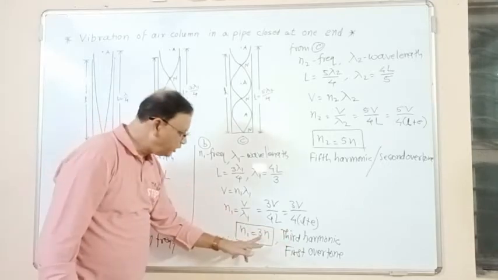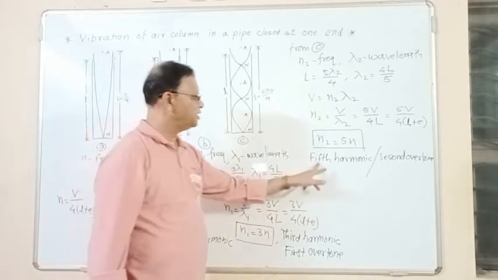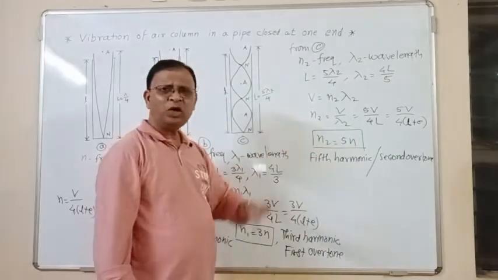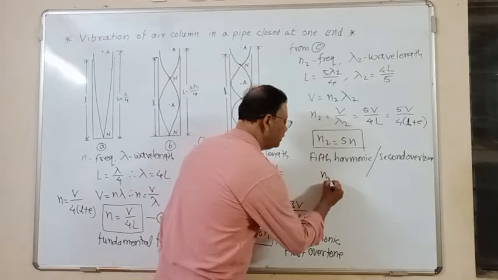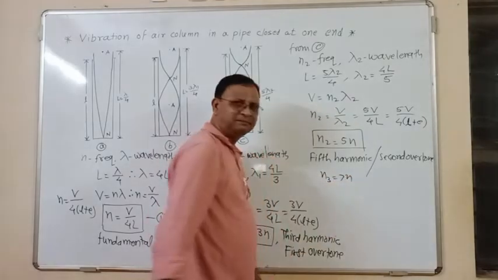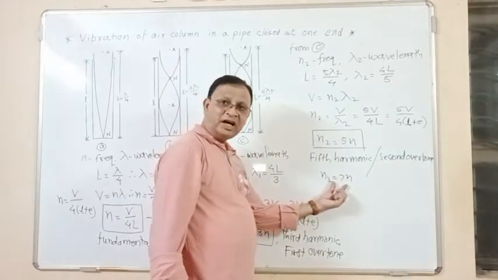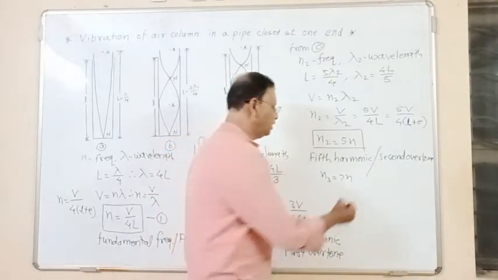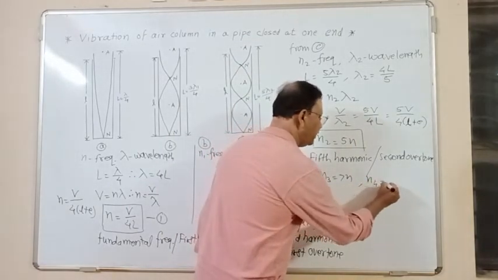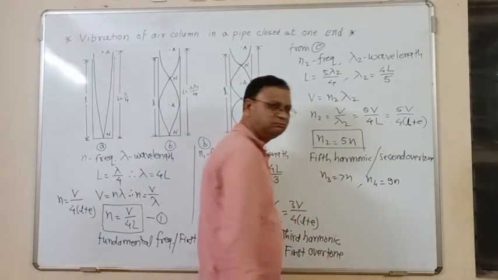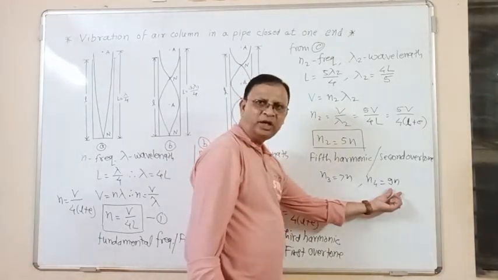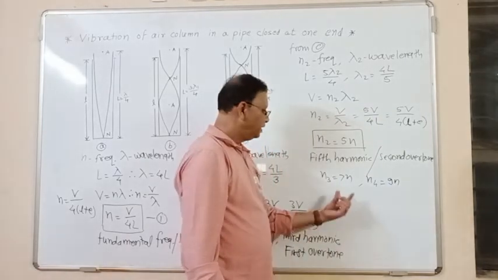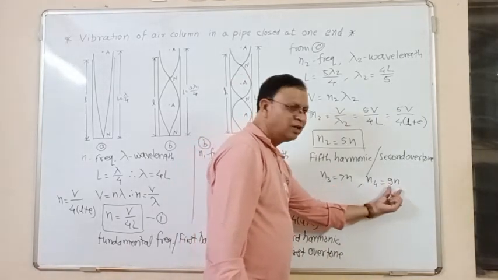This is the third harmonic, 3 times the fundamental frequency. This is the fifth harmonic, 5 times the fundamental frequency. If we take the next mode of vibration, then N3 will be 7N. This is called the seventh harmonic or third overtone. त्याच्या पुढचा मिळून आपण घेतला N4. N4 is equal to 9N. This is called the ninth harmonic or fourth overtone. This is third overtone, this is fourth overtone.